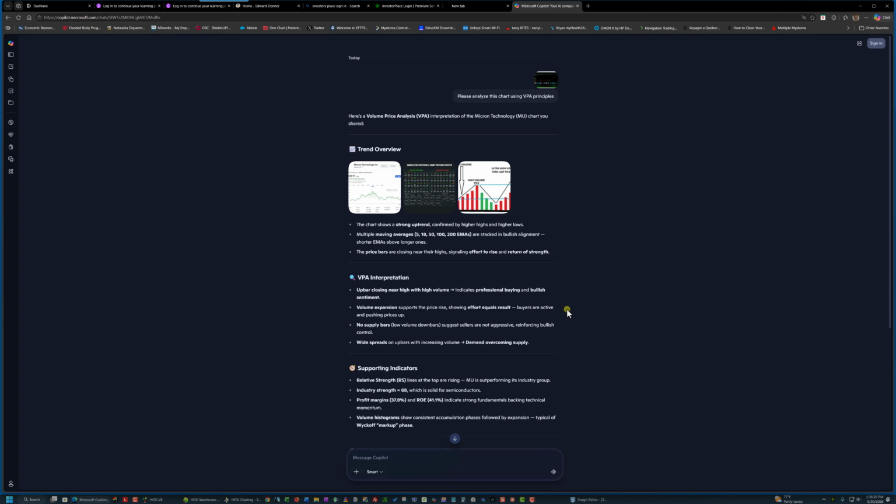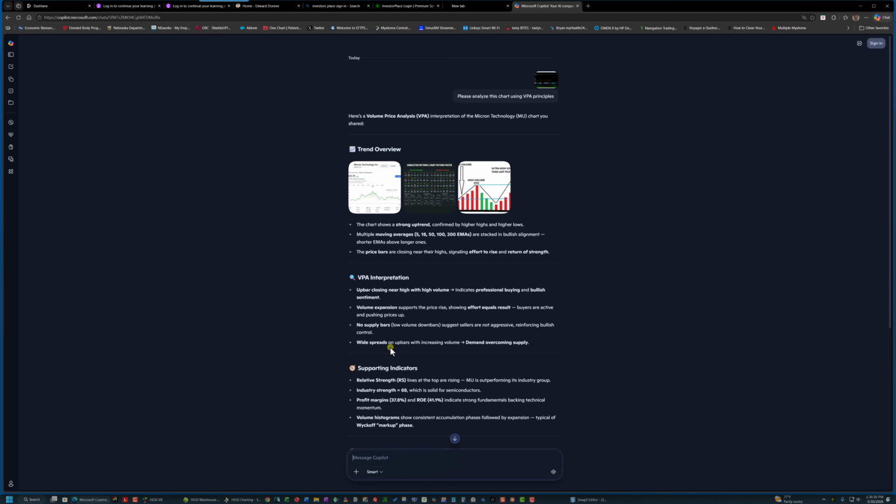VPA interpretation. Up bar closing near the high with high volume indicates professional buying and bullish sentiment. Volume expansion supports the price rise, showing effort equals results. Buyers are active and pushing prices up. No supply bars. Low volume down bars suggest sellers are not aggressive, reinforcing bullish control.